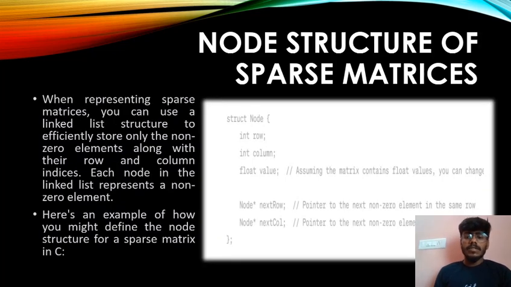Node structure of sparse matrices. When representing sparse matrices, you can use a linked list structure to efficiently store only the non-zero elements along with their row and column indices. Each node in the linked list represents a non-zero element. Here's an example of how you might define the node structure for a sparse matrix in C.